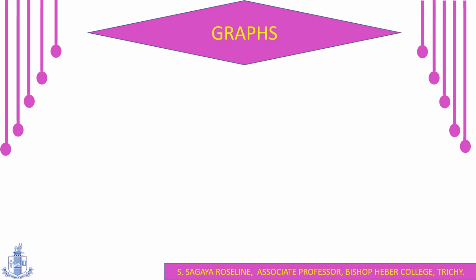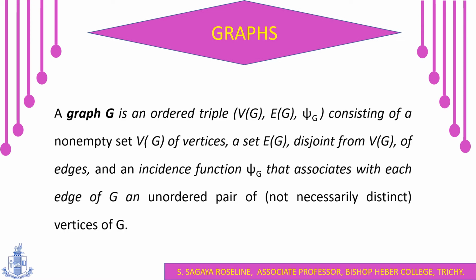Graphs. First we discuss the graph. A graph is an ordered triple V of G, E of G, psi G, consisting of a non-empty set V of G of vertices, a set E of G disjoint from V of G of edges, and an incidence function psi G that associates with each edge of G an unordered pair of vertices of G. Here we have an ordered triple. V of G is a set of vertices, E of G is a set of edges, psi G is the incidence function.